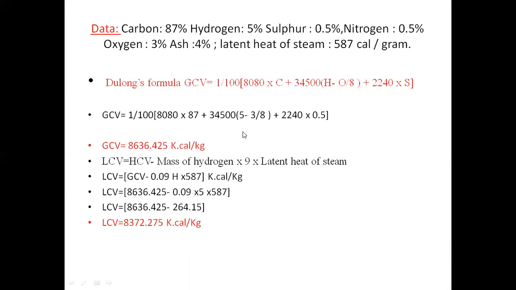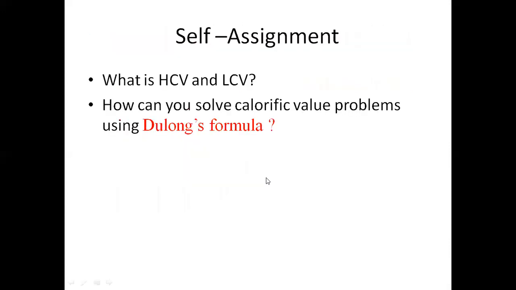I hope you understand how to solve calorific value problems using Dulong's formula, right? Go to the self-assessment: what is HCV and LCV? Also learn the difference between HCV and LCV, and remember Dulong's formula so that you can easily solve calorific value problems.